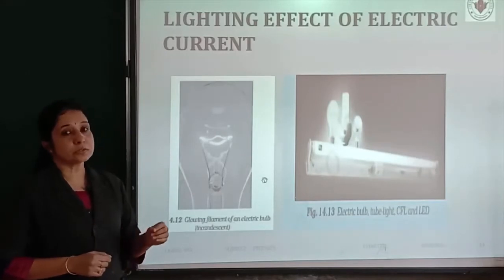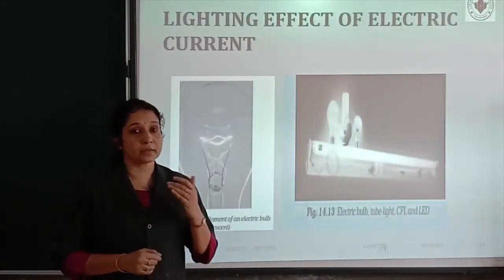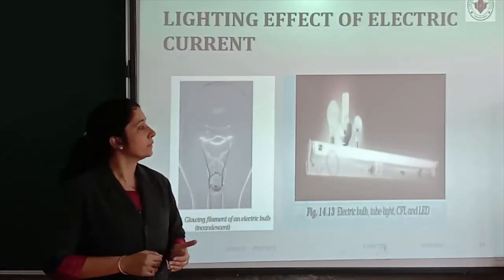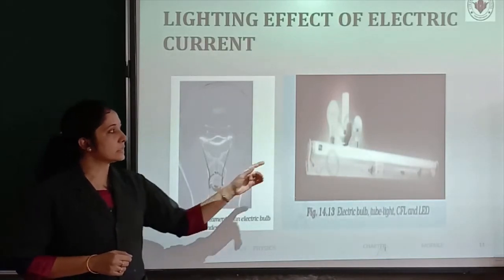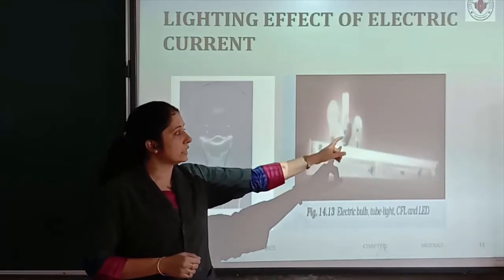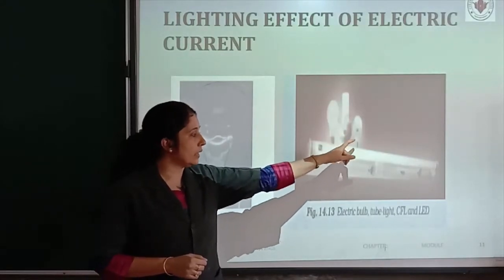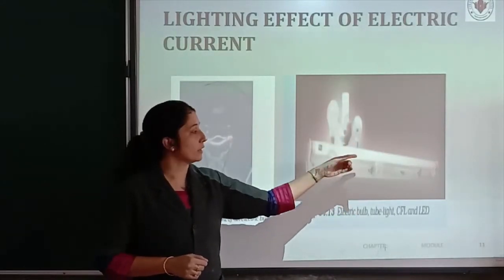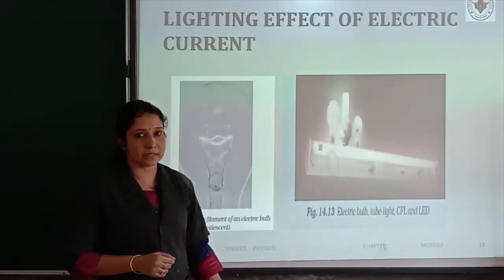Now let us move on to the lighting effect of electric current. Electric current is also able to produce light, and examples are: this is an incandescent bulb or a filament lamp, this is a CFL, and this is an LED, and this is what is called a fluorescent lamp or tube light.